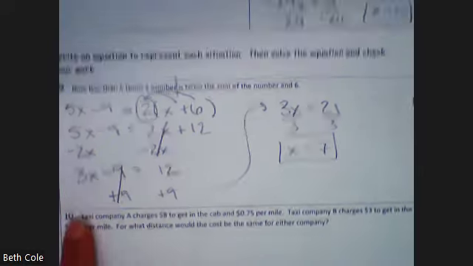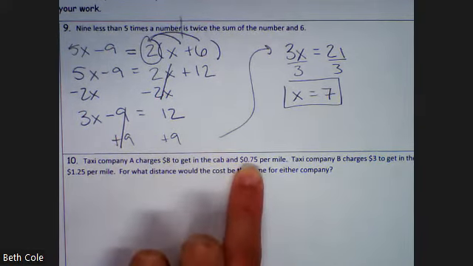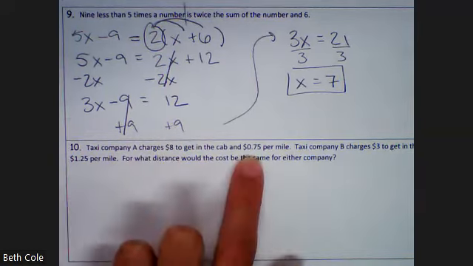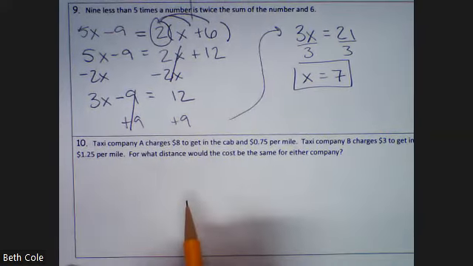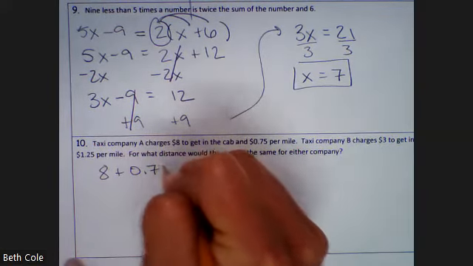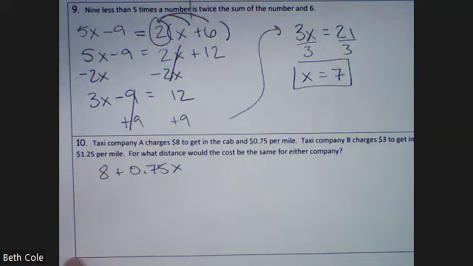All right, taxi company A charges $8 to get in and then 75 cents per mile. Let's write a statement for that. It's not an equation yet, but just how would we write that? $8 to get in and then 75 cents per mile. Good. Where x represents what? Miles. Good. X is miles.